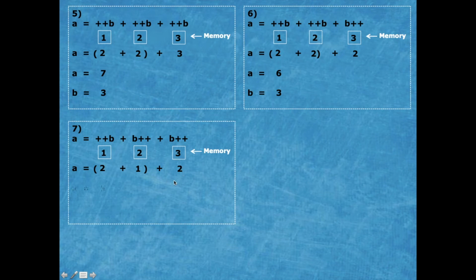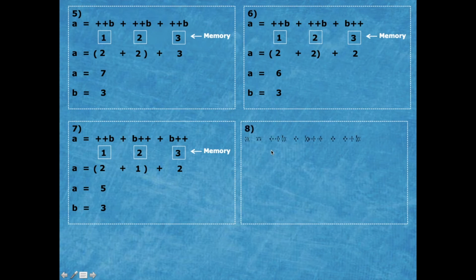A is 3 plus 2, 5, and b is 3. Let's go to the 8th one. Whenever you want, you can pause the video and solve it on your own first.